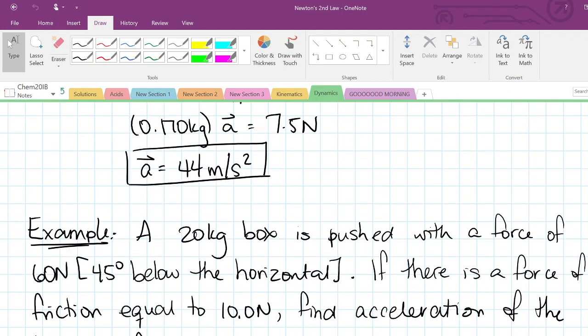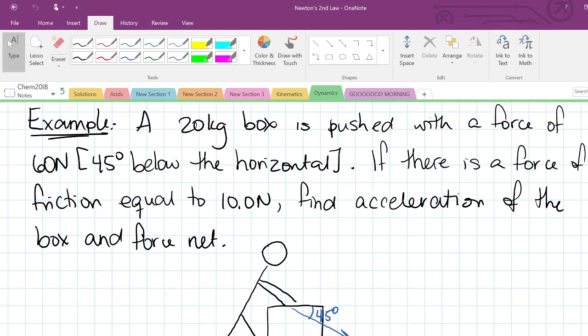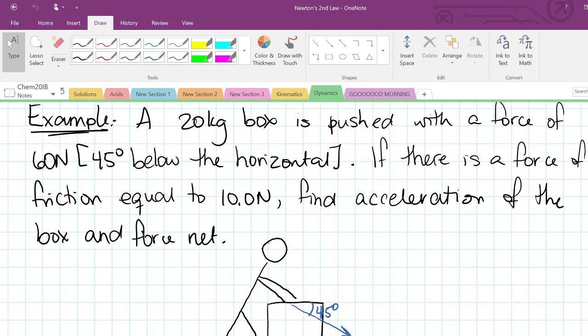A second example here, where we're going to take into account some components, so slightly more complex. We have a 20 kilogram box that is pushed with a force of 60 newtons at an angle of 45 degrees below the horizontal. There is a force of friction equal to 10.0 newtons. We want to find the acceleration of the box and the net force. So we've got a diagram here for this particular question.